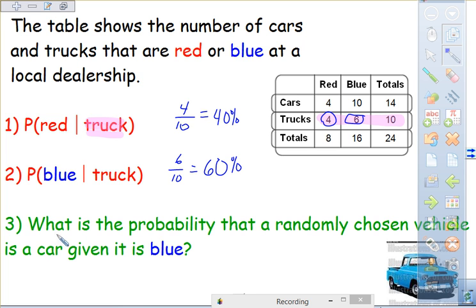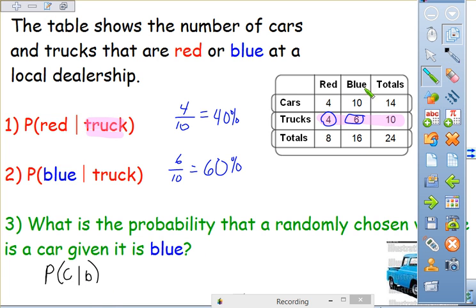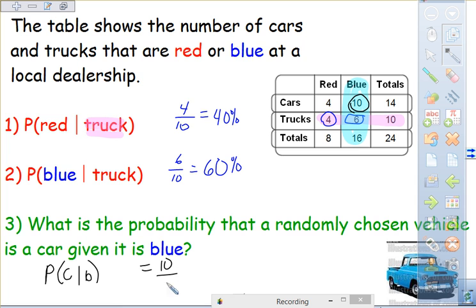Number 3, what is the probability that a randomly chosen vehicle is a car given that it is blue? So this would look like, what is the probability that it is a car given that it is blue? So that means out of all the blues, this is our denominator. So out of the blues, how many are cars? So I think our numerator is going to be 10. What's my denominator going to be? Yes, 16. And that works out to be 62.5%. So this is conditional probability.